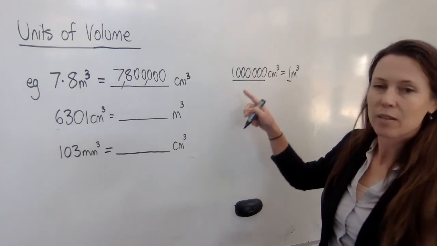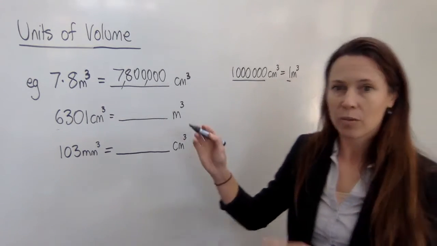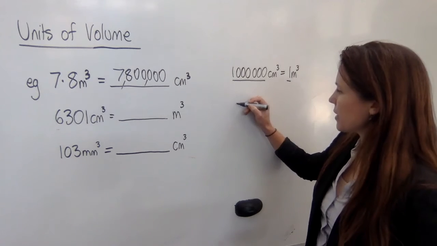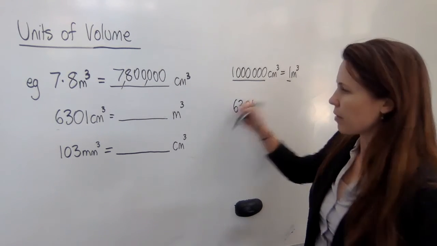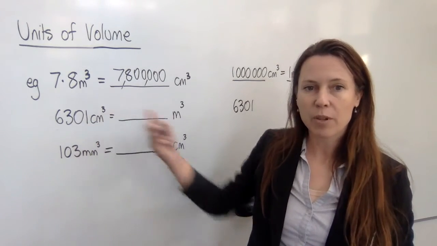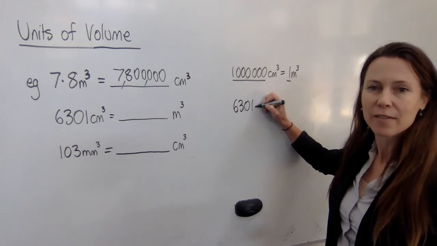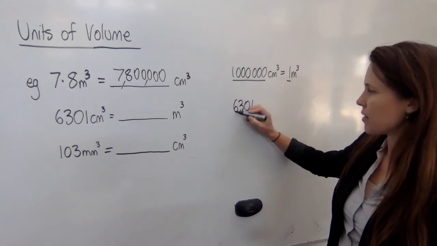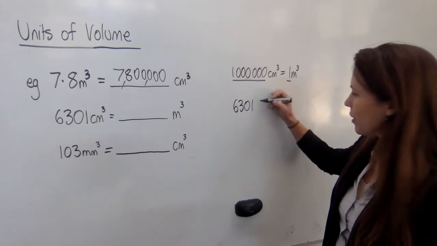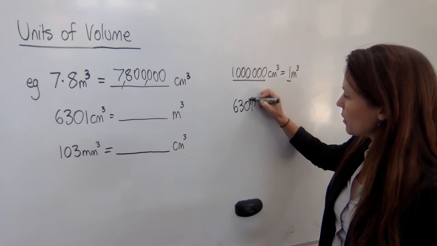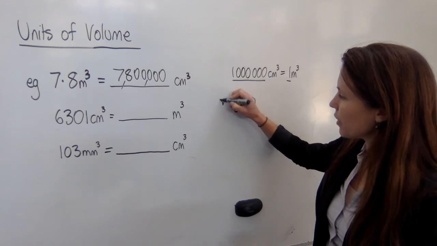So we have to move the decimal point 6 times, but this time we're going to move it the other way. So let's take our number, 6301, and we're going to make it 1,000,000 times smaller. The decimal is notionally at the end of the number now, isn't it? Because this is 6,301 point nothing. So we've got to move it 1, 2, 3, 4, 5, 6.